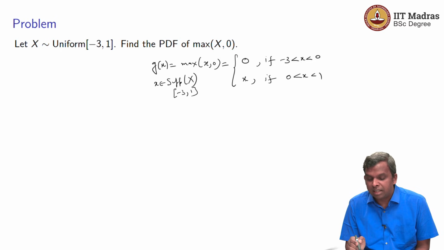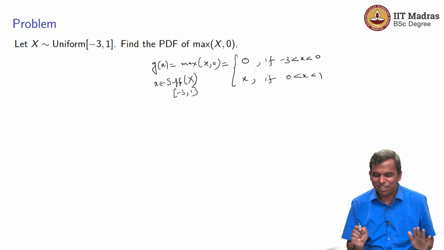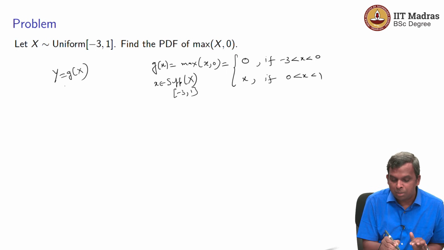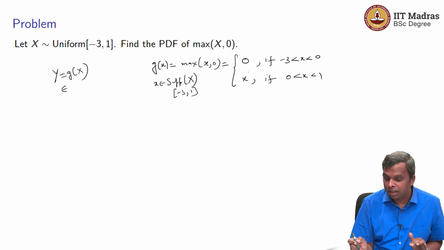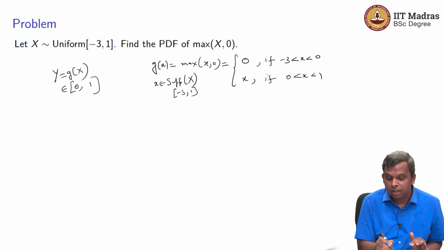If x is positive, it is going to evaluate to x. Okay, so it's a strange looking function. I mean, it's not so comfortable to work with this function. So if you were to say y is g of x, then y belongs to what? It belongs to the set [0, 1], right? It takes the value 0, and it also takes values up to 1.